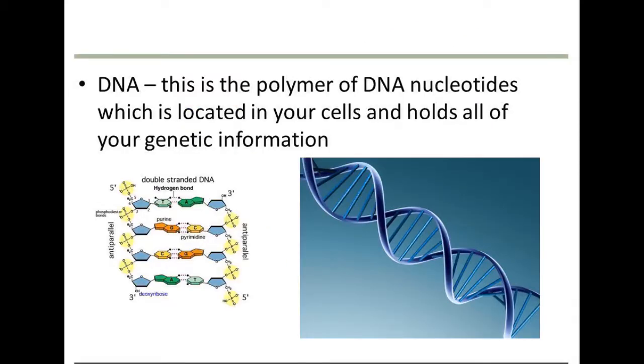DNA is going to be one of our polymers of nucleic acids. DNA is the polymer of DNA nucleotides. So as we said, there are going to be different types of nucleotides, but they'll all be called nucleotides. And DNA is located in your cells and holds all of your genetic information. Okay? DNA is typically in a double helix structure, and also sort of shown in this sort of stepladder picture here.